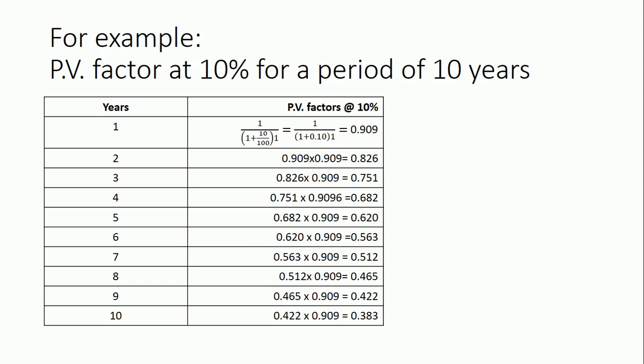If it is a scientific calculator, you use 1 by 1.1 is equal to 0.909. For second year, 0.909 into 0.909 is equal to 0.826. For third year, 0.826 into 0.909 is equal to 0.751, and so on. Here you can see the PV factor for 10 years.